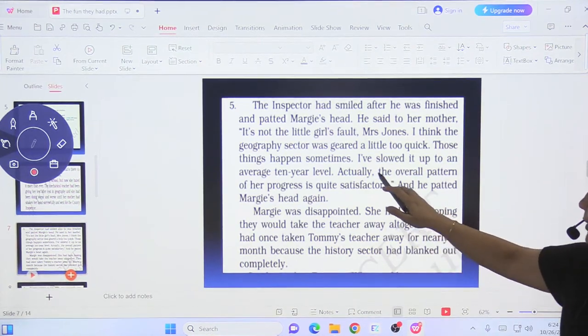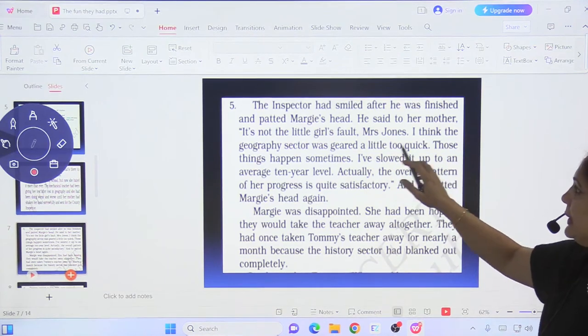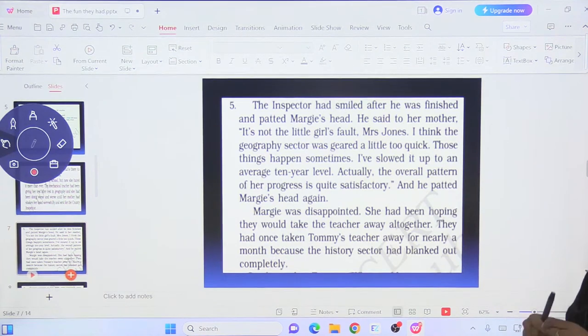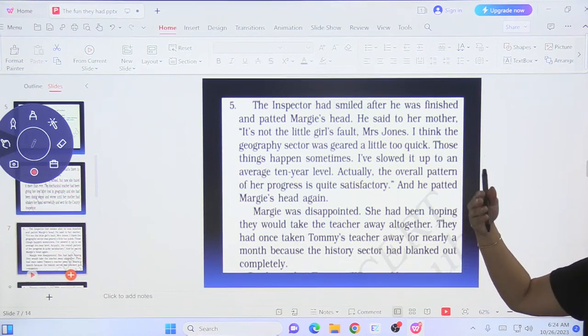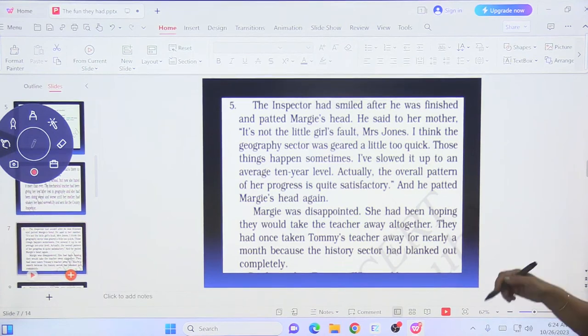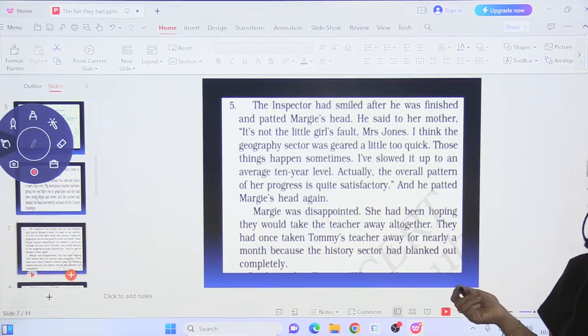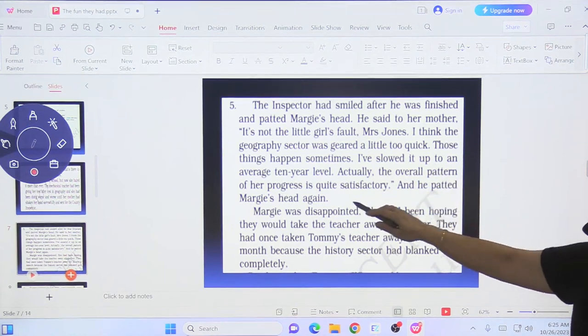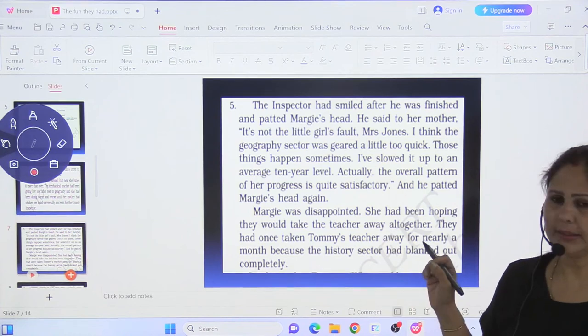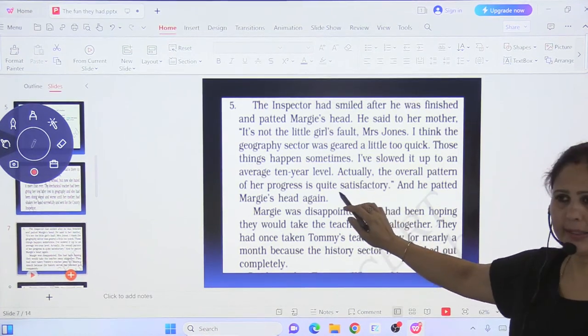"Mrs. Jones, I think the geography sector was geared a little too quick." So that sector where they have the slot for geography was geared a little too fast. And so it was giving her tests not according to her age, but according to the age of a person who's more in years as compared to Margie. So that is the reason she was not getting good marks. Now he says, "I have slowed it up to an average 10-year level." So he told her that he has repaired it and set it according to a 10-year-old child.